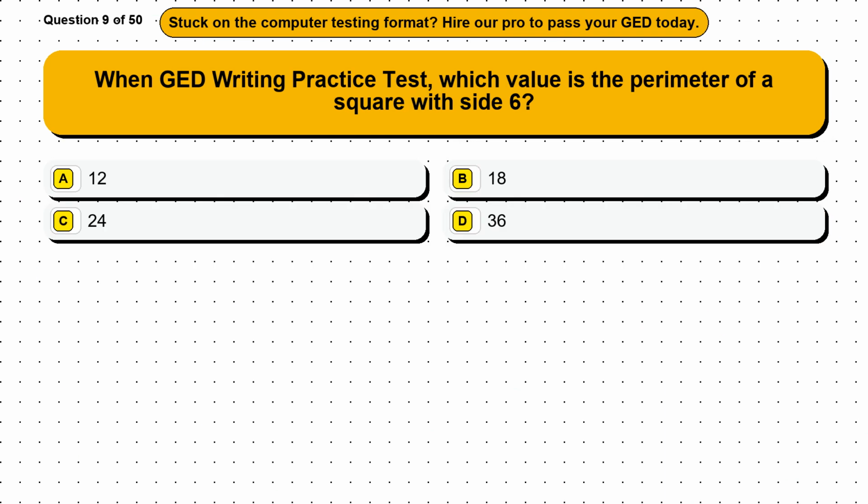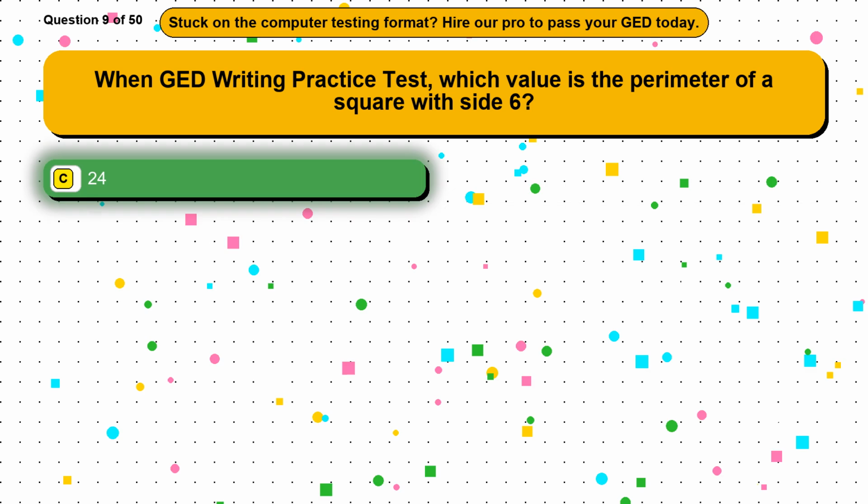Question 9. When GED Writing Practice Test, which value is the perimeter of a square with side 6? Option A 12. Option B 18. Option C 24. Option D 36. The correct answer is option C, 24.